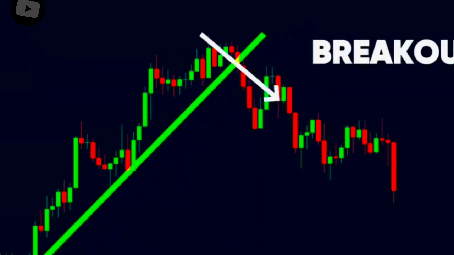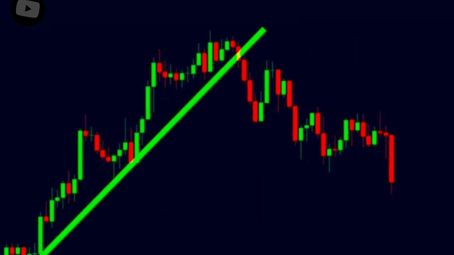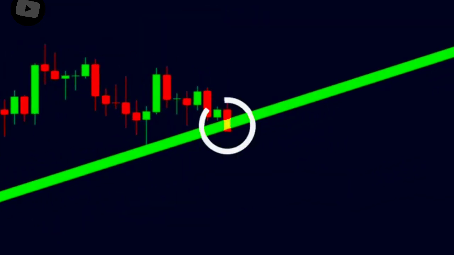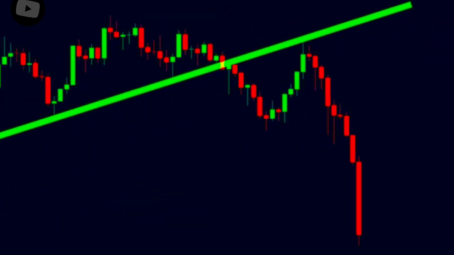Second is the breakout. Price cuts clean through the trend line. That can signal a shift, either a full reversal or a momentum push in the opposite direction. Wait for a close outside the trend line and a clean retest. Otherwise, you might be chasing a fake breakout.